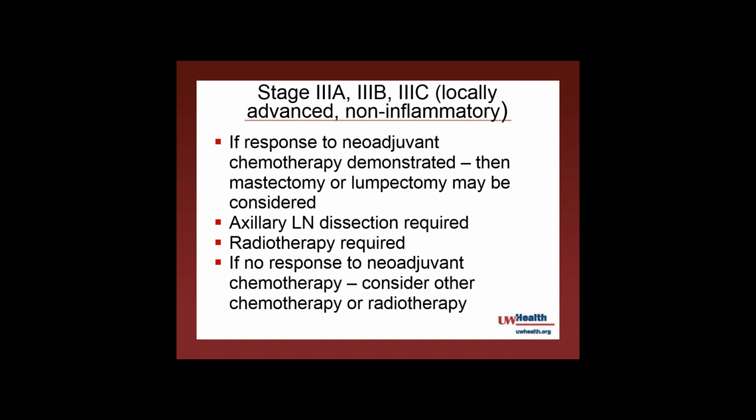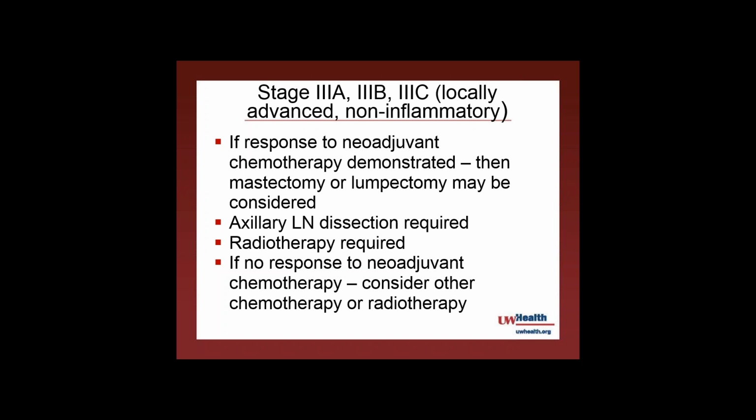So still with the locally advanced disease, if the tumor shrinks when they give neoadjuvant chemotherapy, then you can do a mastectomy or lumpectomy. Axillary lymph node dissection is required in locally advanced disease. So you've got to know that. It's not required in early stage, or you shouldn't do it in early stage. Radiotherapy is required in locally advanced disease. Everybody gets radiotherapy.